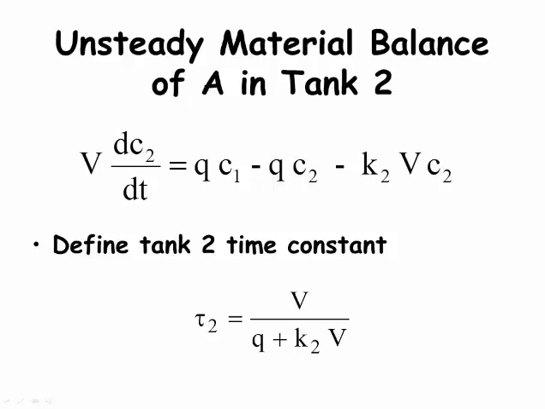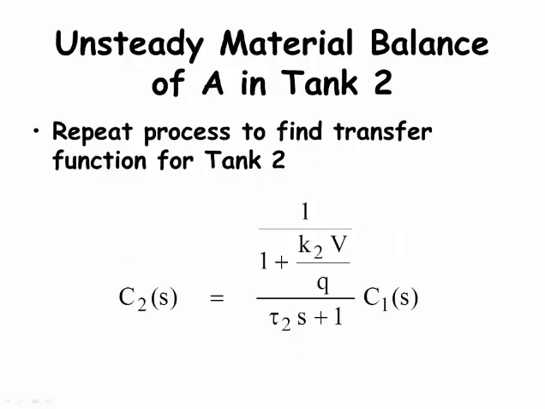The next term describes the amount of reactant A leaving tank 2 by flow. The final term is the amount of reactant A that is being broken down in tank 2. We will define the tank 2 time constant as the tank volume divided by Q plus the reaction rate K2 times the tank volume V. The process for finding the Laplace domain expression for the concentration of reactant A leaving tank 2 is similar to that which we just went through for tank 1. The Laplace domain expression for tank 2 concentration is given here.